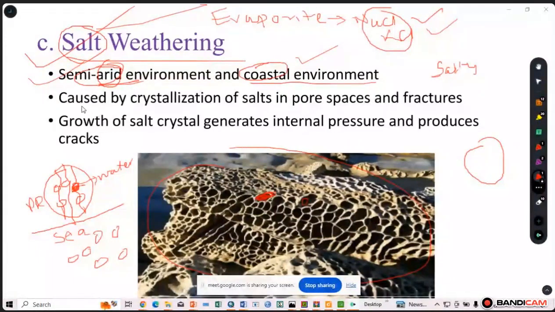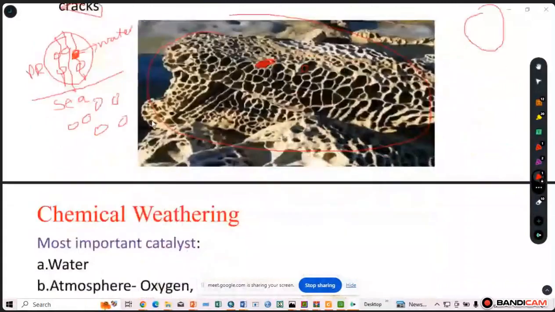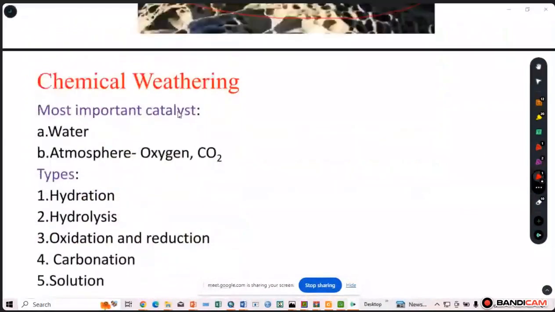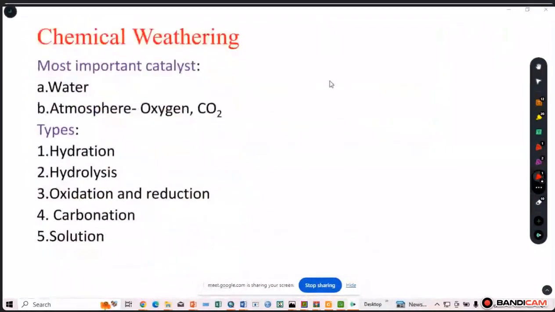Here, the same things are written: it is caused by crystallization of salt in the pore spaces and fractures. Growth of the salt crystals generates internal pressure and it produces cracks. Okay, after covering physical weathering, we are coming to chemical weathering. In chemical weathering, what happens? The decomposition of the pre-existing rock.